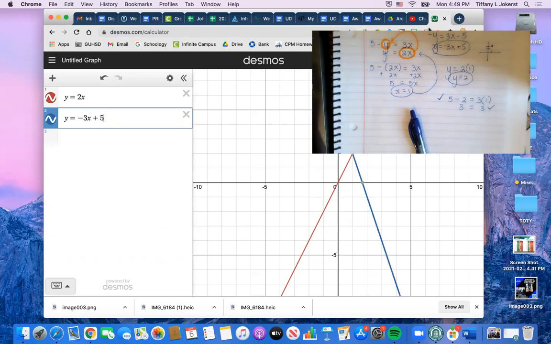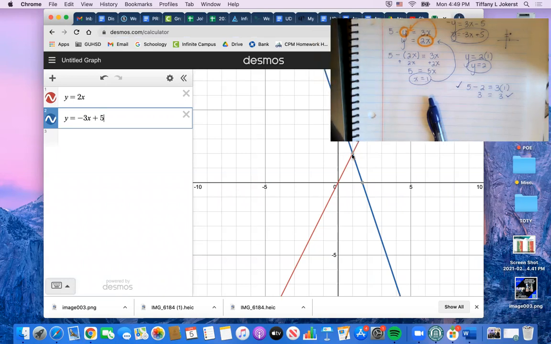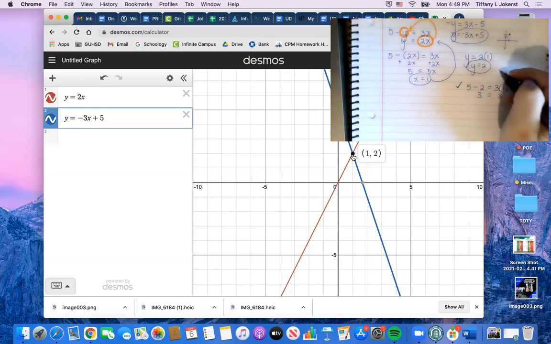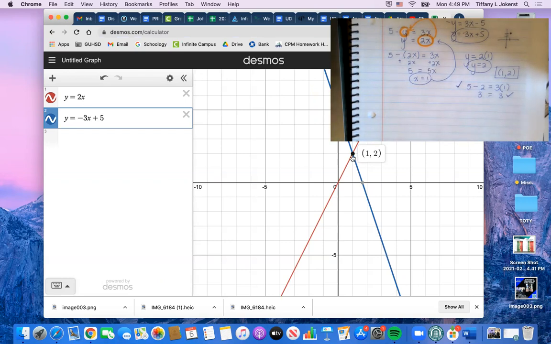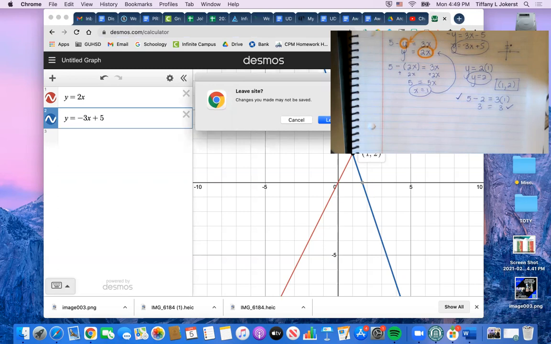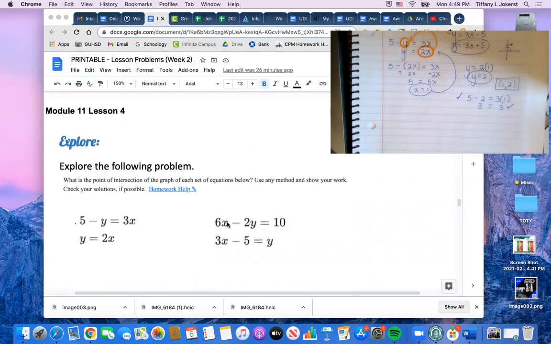And if you can see here, the point at which they intersect is 1, 2. So oftentimes you'll see me write it as an ordered pair, (1, 2), because that's the intersecting point. And I always like to circle back to that. Okay, I'm going to go ahead and leave that now and come back to this.